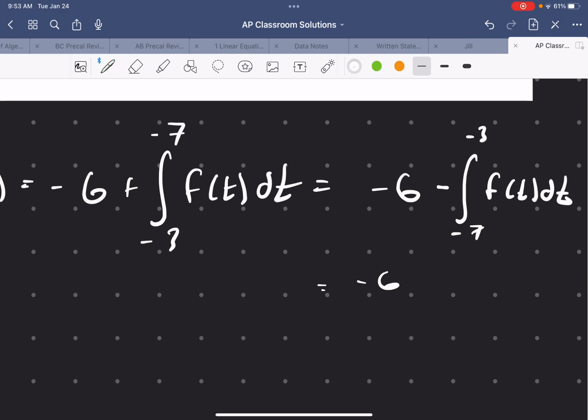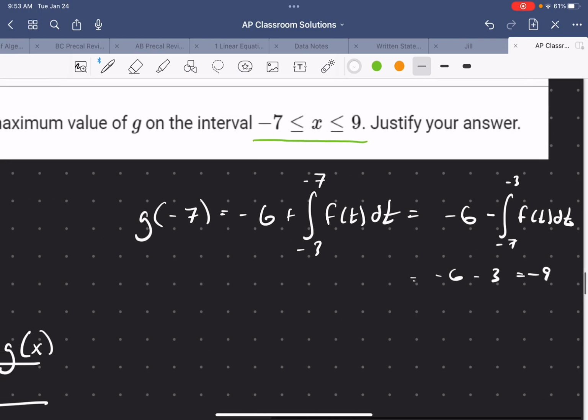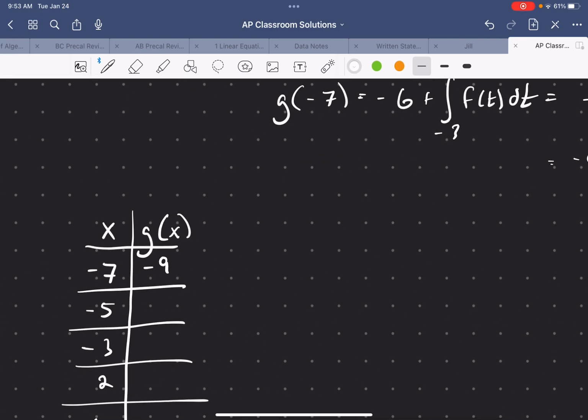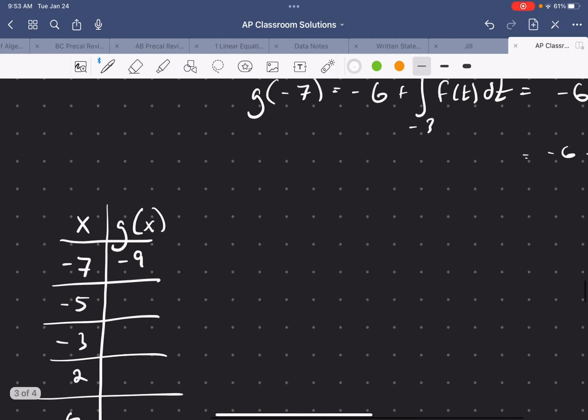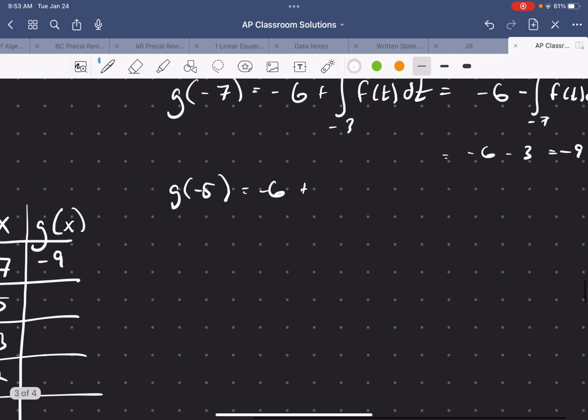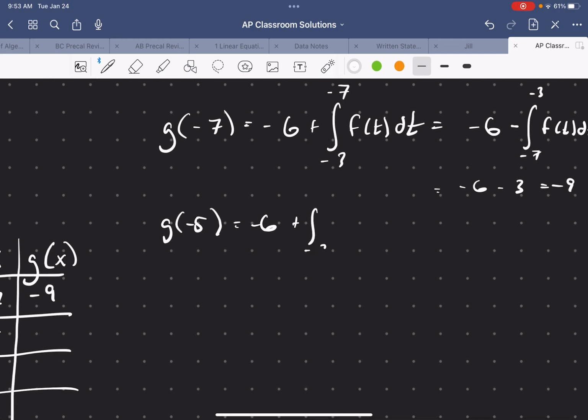So then I get -6 minus 3, which would be -9. So that first answer is -9. Do the same thing for -5. G of -5 would be -6 plus the integral. So this would go from -3 to -5, f of t dt.